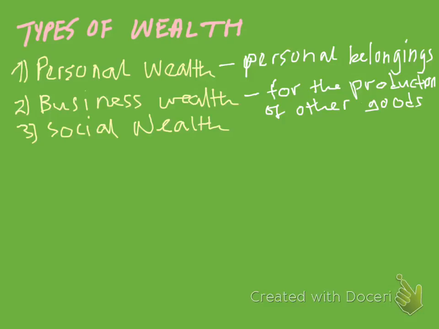Business wealth is like a factory building, used for the production of other goods and services, or a computer. Social wealth is owned by the community. It's wealth for everybody, owned by everybody. It's just like the country's wealth.